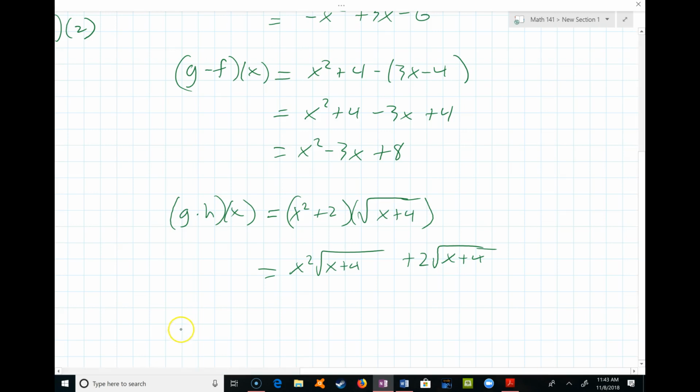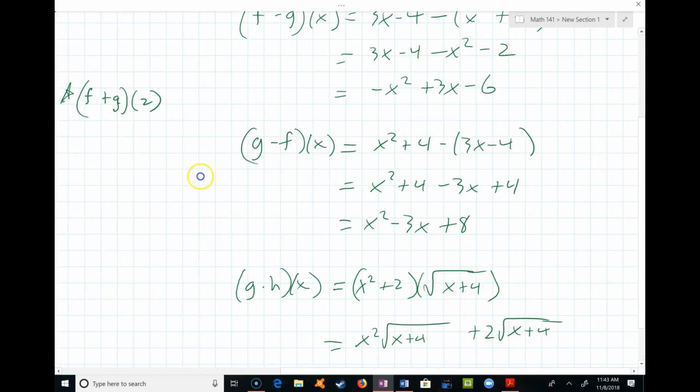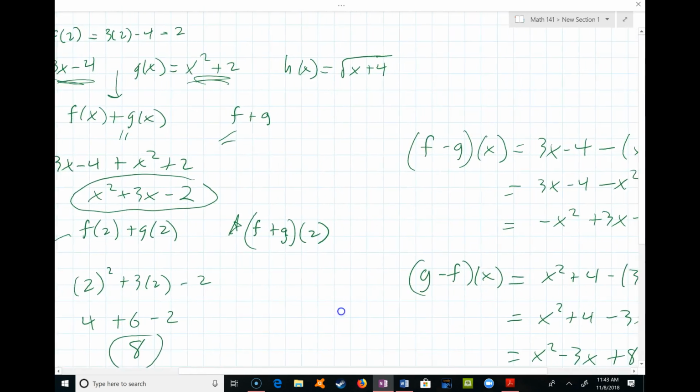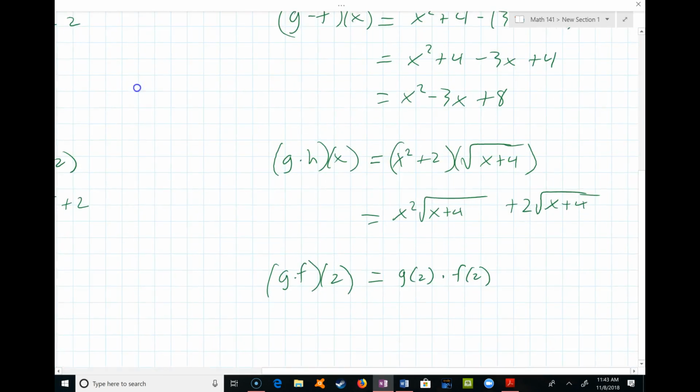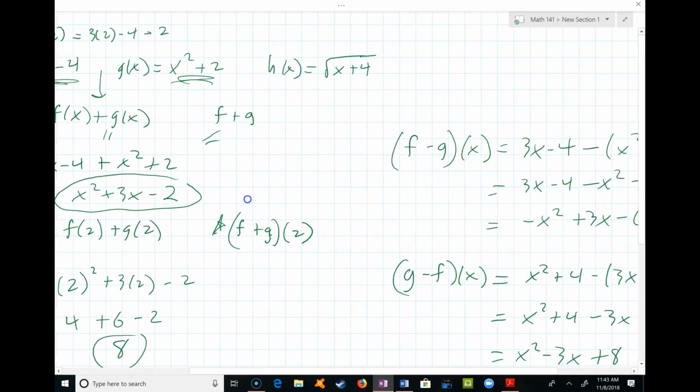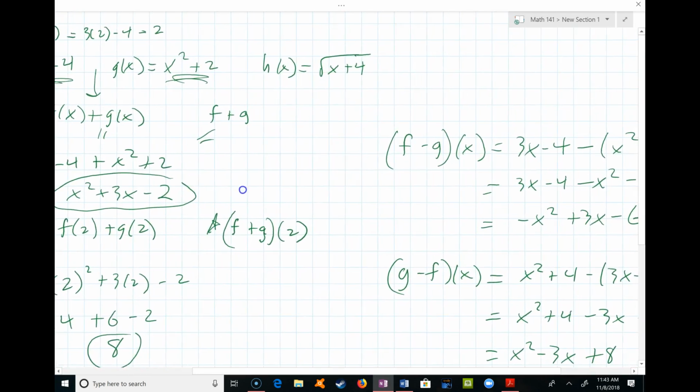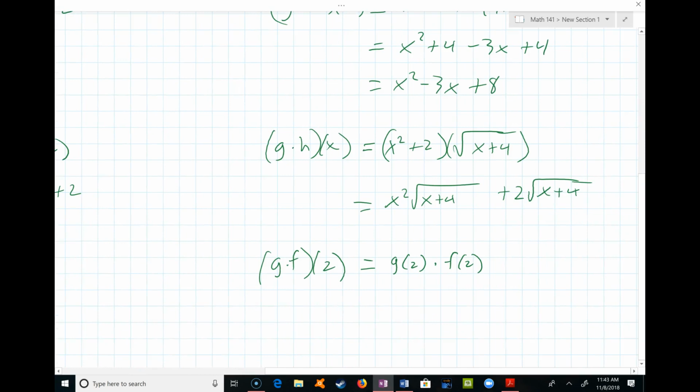And let's do g times f of 2. Okay, so I can think of that one of two ways. I can find the formula first and then sub 2 in for x, or I could just find g of 2 and multiply the result by f of 2. So if I go back up here, g of 2 would be, well, what is that? g of 2 would be 2 squared, which would be 4, plus 2. That would be 6. So g of 2 is 6.